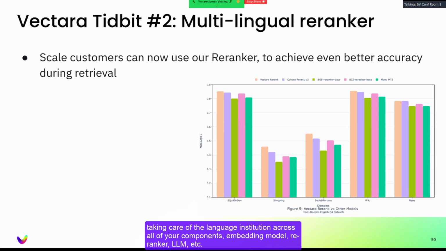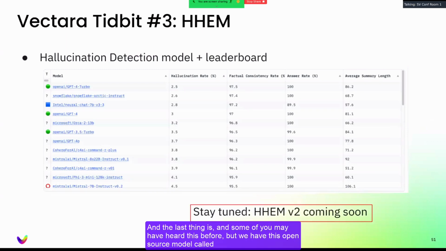Taking care of the language situation across all of your components: embedding model, re-ranker, LLM, etc. And the last thing is, and some of you may have heard this before, we have this open source model called HHEM, or Hallucination Evaluation Model. It's very popular because it allows you to essentially take a summary from an LLM and a RAG output and really score it in terms of whether it hallucinates or not.